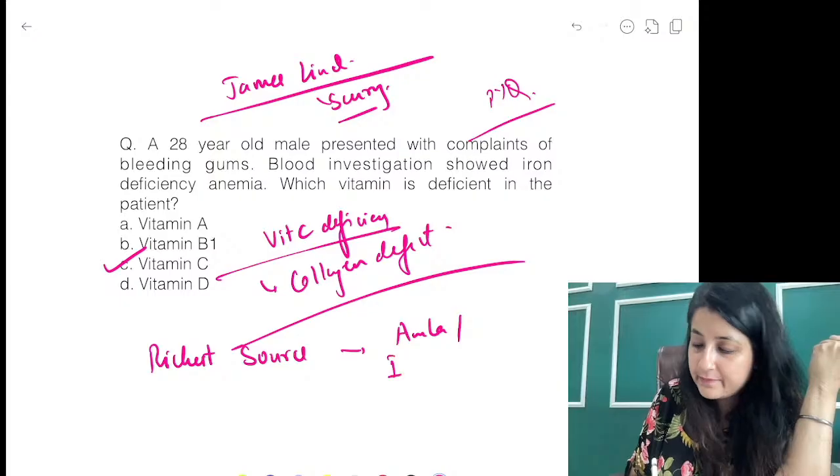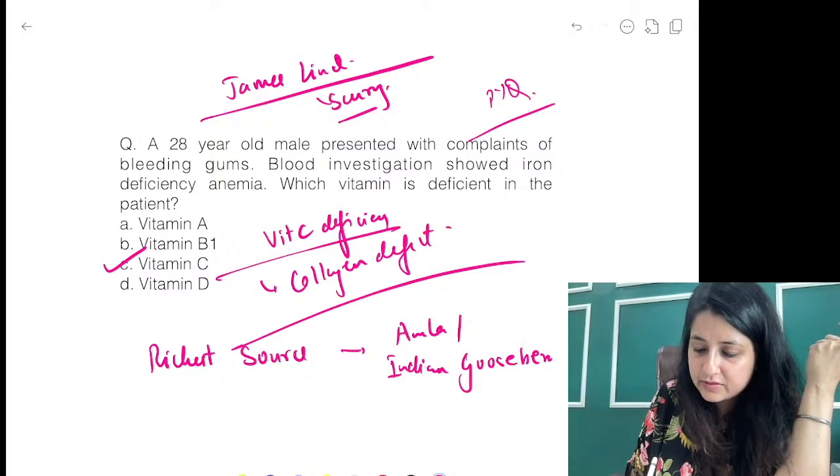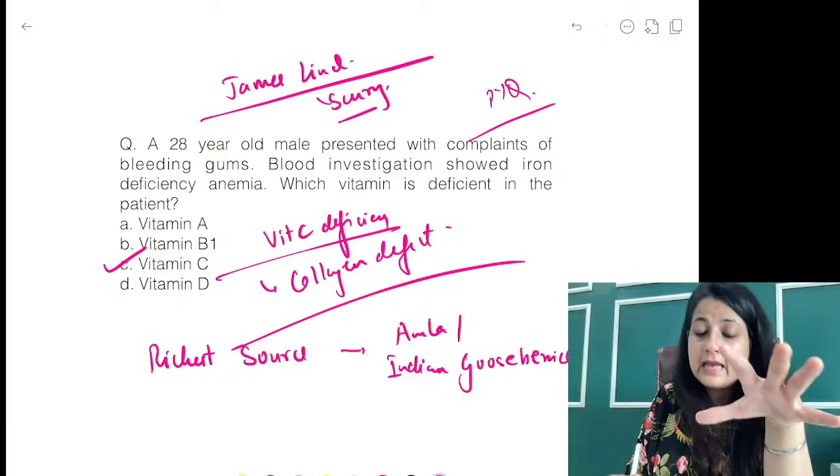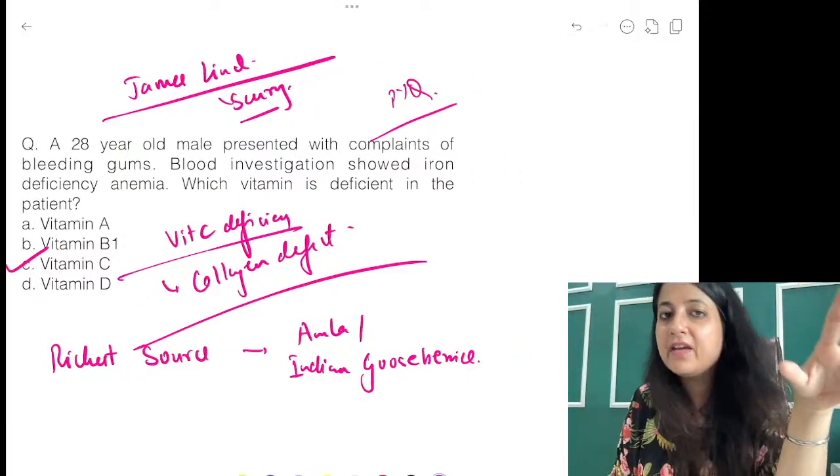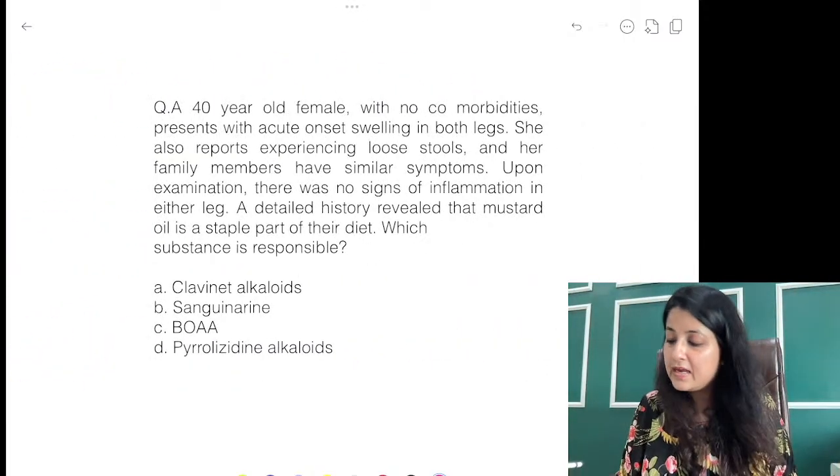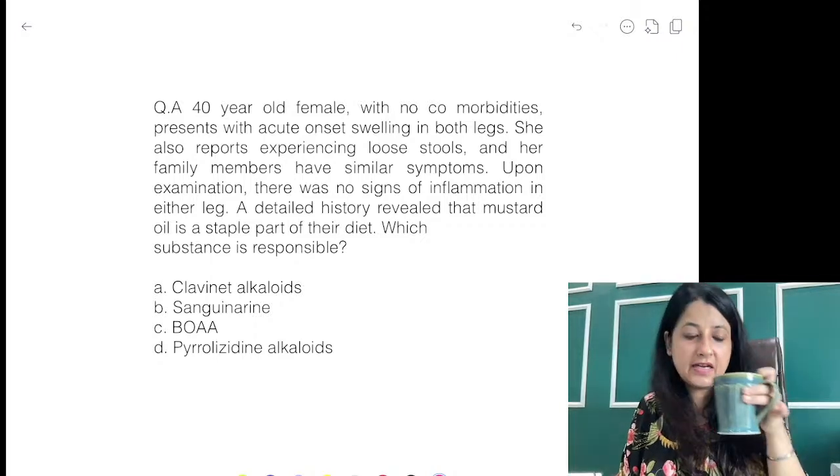Richest source was amla, or as you remember, Indian gooseberries. This means this one slide has all the PYQs which have come before. Now a couple of questions from food adulteration.